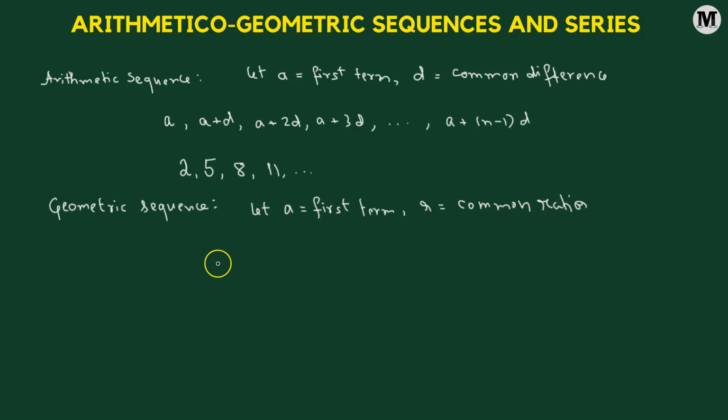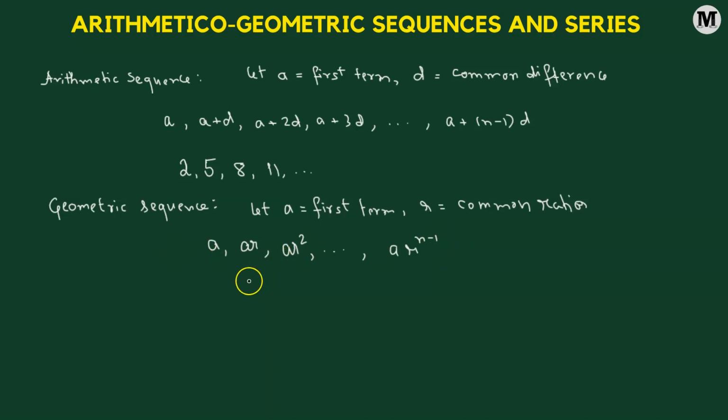Now, to define the geometric sequence, we consider the first term, that's A. The first term will get multiplied with the common ratio to give us A times R, and this is the second term. To find out the third term, we take the second term AR and multiply with R to get AR squared, which will give us the third term. We can continue this, and the nth term of the sequence is going to be AR raised to the power of n minus 1. So this is how we can define a geometric sequence.